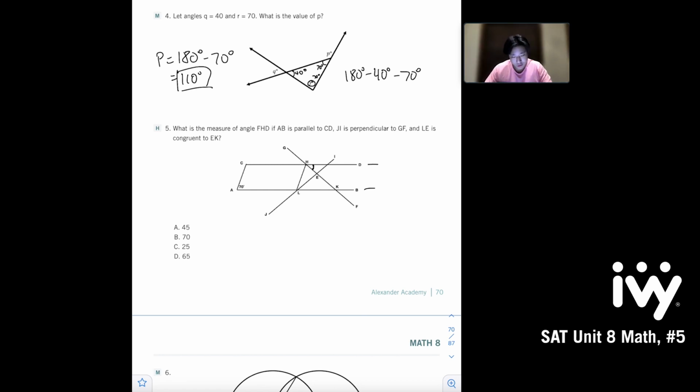JI is perpendicular to GF. JI is this line, GF is this line, so we can actually mark a right angle right here. And LE is congruent to EK, which means that these two lines are equal. We'll mark those off as well. So now that we have all of this, let's not forget, we're looking for this angle right here. So a couple of different ways we can approach this.